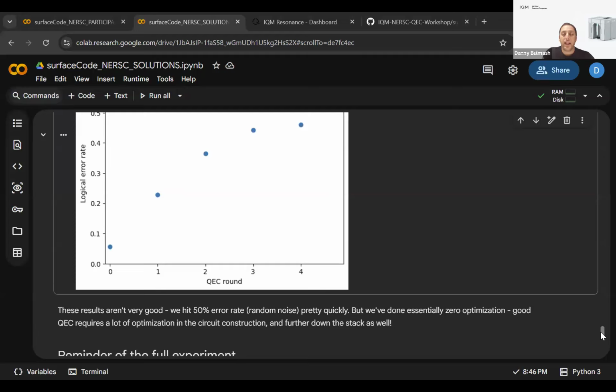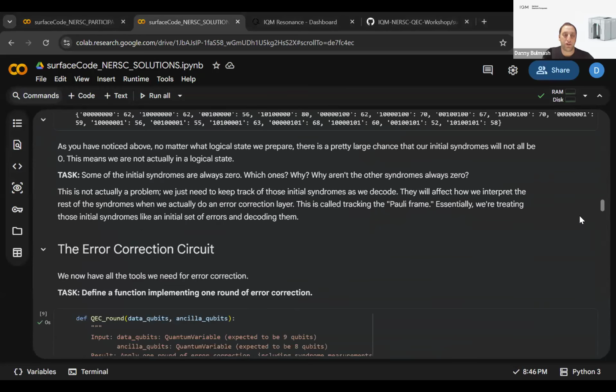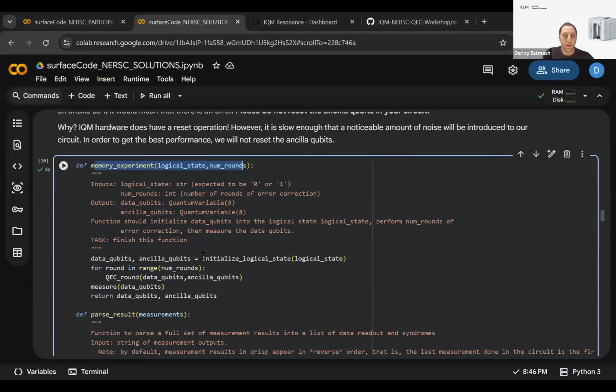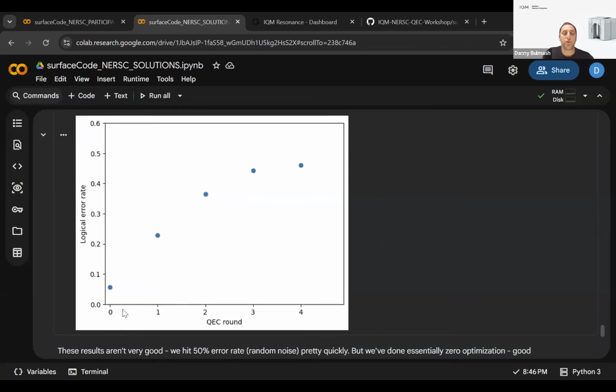All right. So with that, let me go back for a second and remind you what we've actually accomplished. We built the memory experiment. The memory experiment involves initializing the logical state, doing some number of rounds of QEC, which is going to be a variable, and then measuring the data qubits. By doing that for many different numbers of rounds, we were able to get a plot that looked like this, where we remember QEC round is like time, so we wait for a while before retrieving the message we stored. How much error do we get in retrieving that message?